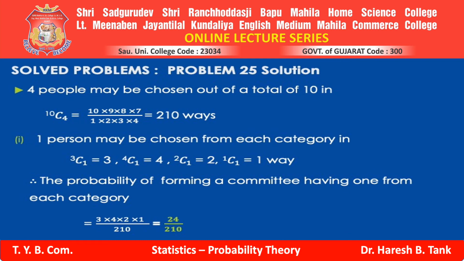4 people must be chosen out of a total of 10 in 10C4 different ways, which means 210 different ways. 1 person may be chosen from each category as 3C1, 3 ways, 4C1 which is 4, 2C1 as 2 and 1C1 is 1 way. So the probability of forming a committee having 1 from each category becomes 3 multiplied by 4 multiplied by 2 multiplied by 1 divided by 210, which comes to 24 by 210. You can further simplify it and you can get the ultimate answer.